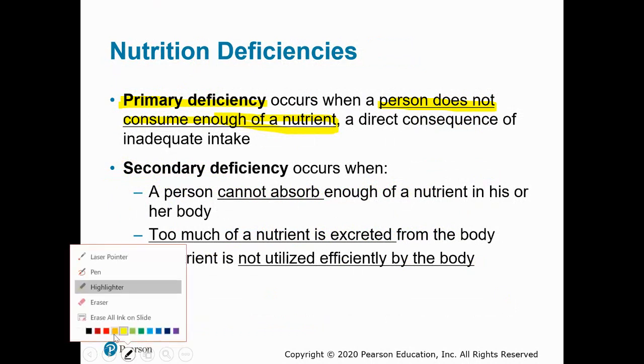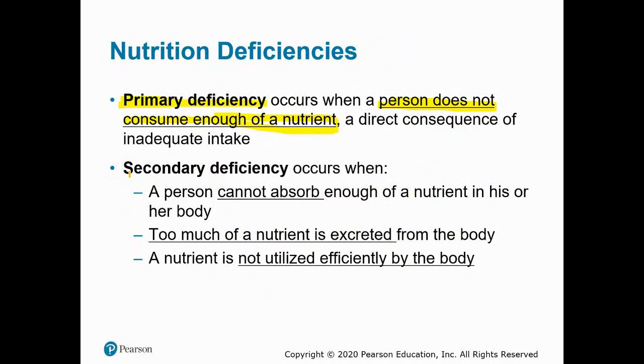Secondary deficiency is not so obvious, right? The mechanism of action is not so obvious. So how does it occur? Secondary deficiency could occur one of three ways. It could be that the person isn't absorbing the nutrient, so they might be eating enough, but for some reason their body isn't absorbing it. A second way is that the deficiency could occur because the person is excreting too much from the body. So it's not being reabsorbed in the kidneys, or it's not being absorbed in the intestines, so it's going out in the feces, or we're sweating too much of it out. So that could be a reason that there's deficiency.